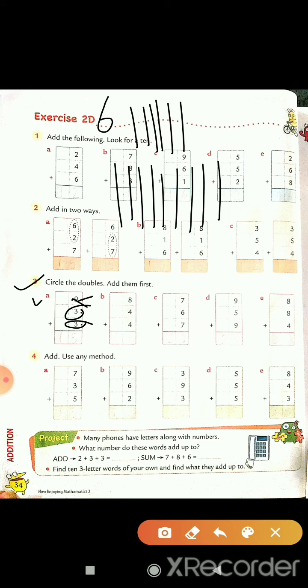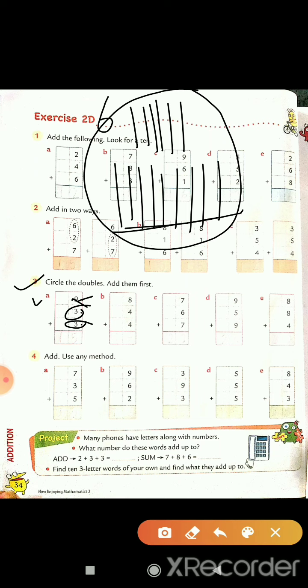Now again you can count all these together or the bigger number first and then count forward. You can use any method for counting. So 9 is already counted. What comes after 9? 10, 11, 12, 13, 14 and 15. So 9 plus 6 is equals to 15. Got it, students?